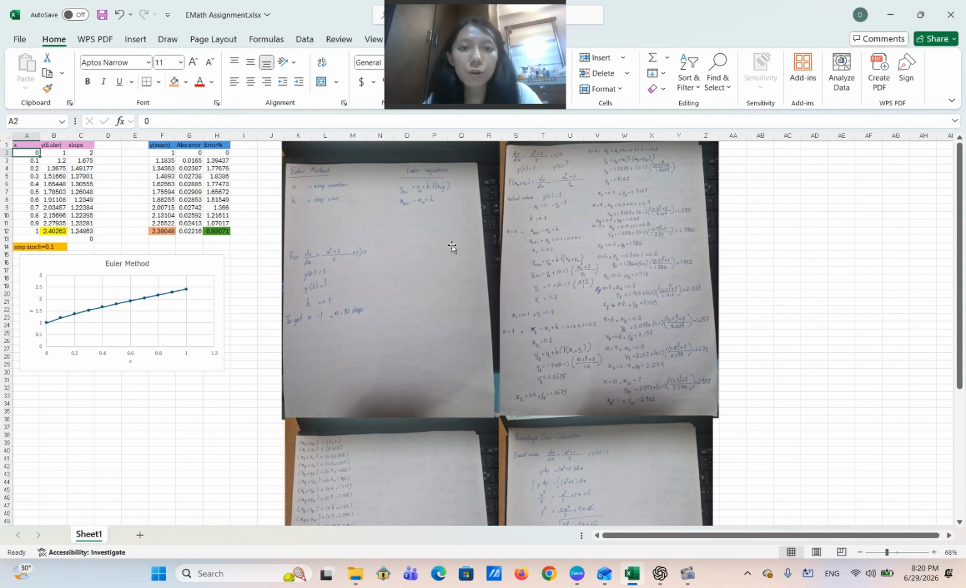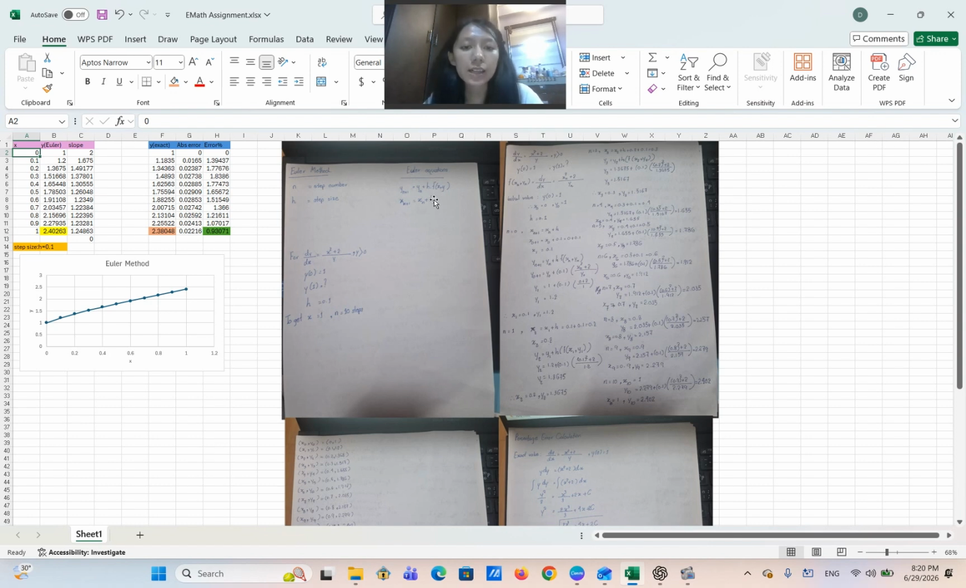To get to know the Euler method, we have to know two terms first, which are the step number and the step size. The step number means how many steps we have to move from the initial value to the final. The step size means the distance between two points on the x-axis.